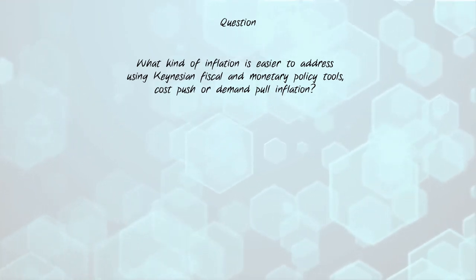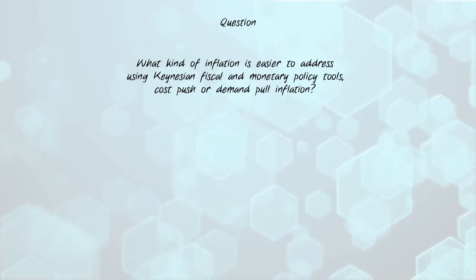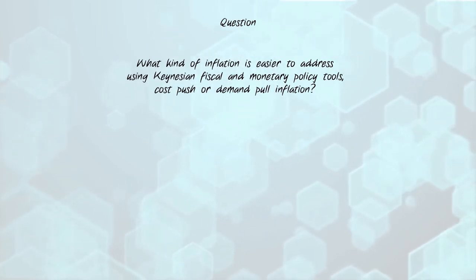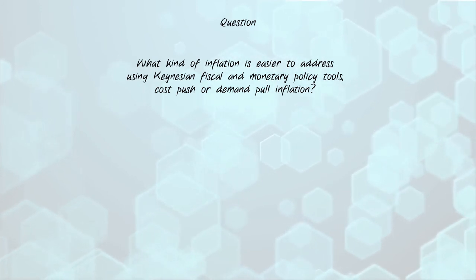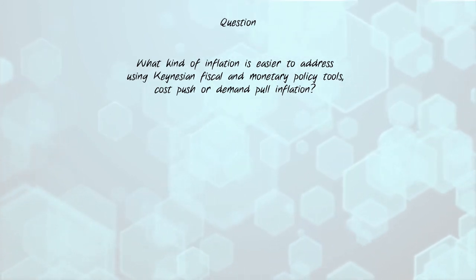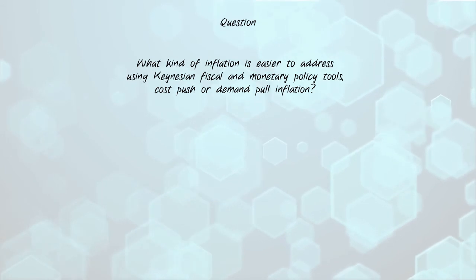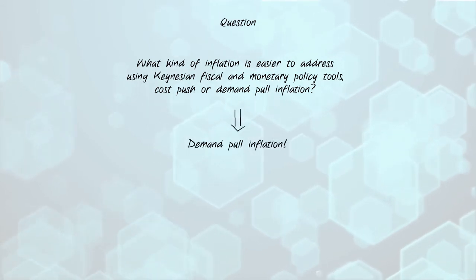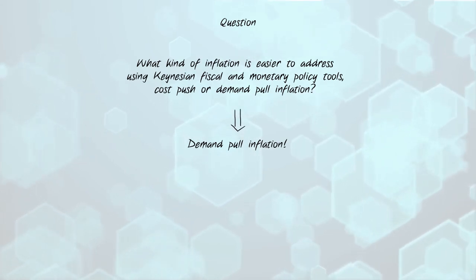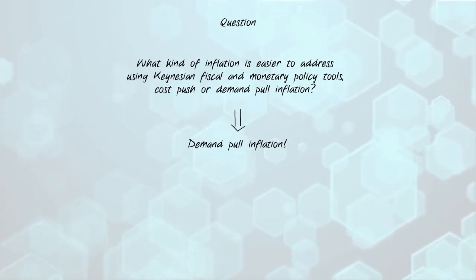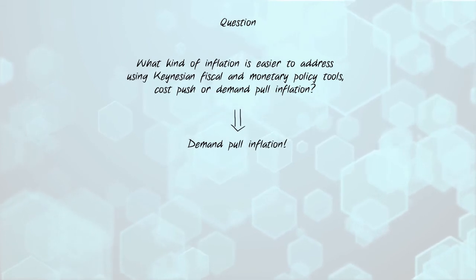So, which kind of inflation, demand pull or cost push, do you think might be easier to address using the Keynesian tools of fiscal and monetary policy? The answer is clearly demand pull inflation. In the case of demand pull inflation, contractionary fiscal or monetary policy may be used to reduce aggregate demand.